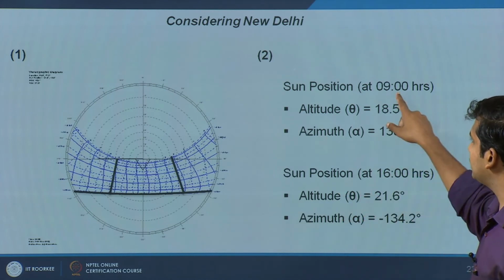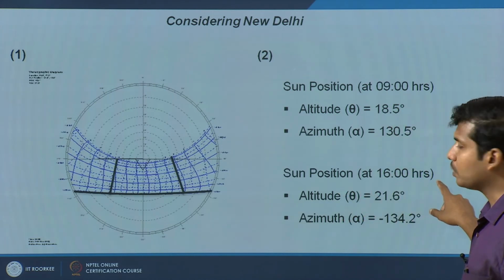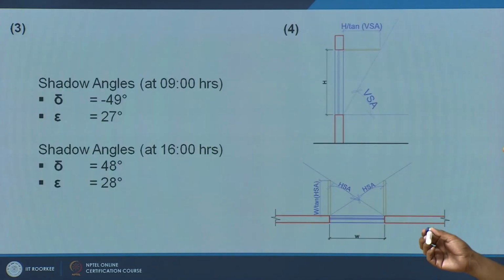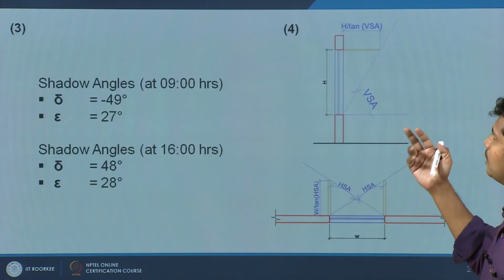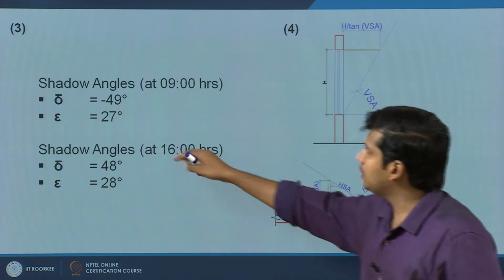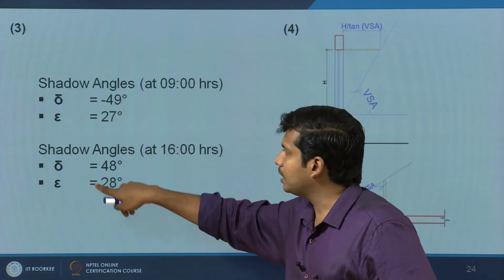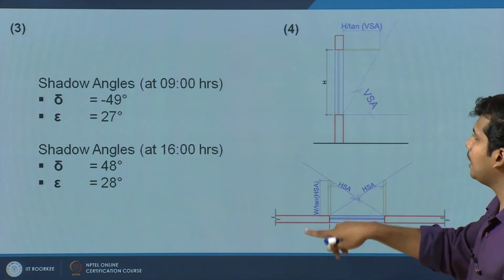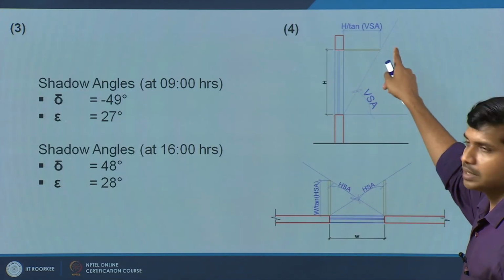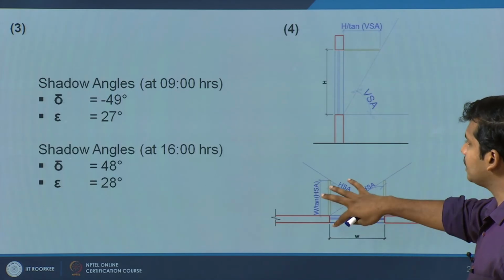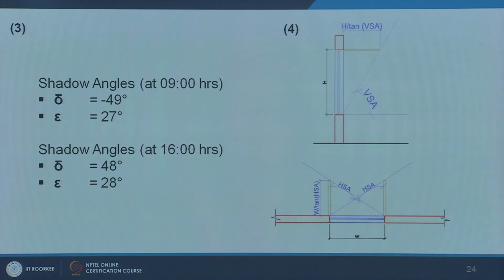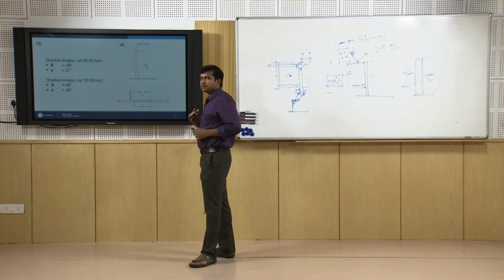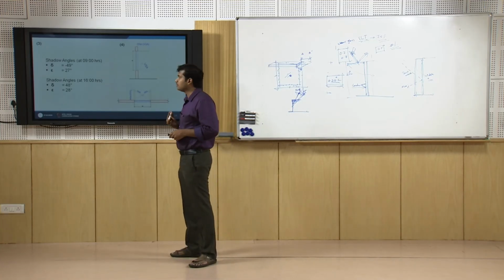Sun's position: this is at 9 o'clock, this is at 4 o'clock in the evening, and the same altitude and azimuth angle is determined. Next, determine the shadow angle, horizontal and vertical shadow angle. Once I determine the horizontal and vertical shadow angle, as I said, I know the window height and width. With that I can calculate the projection which is required horizontally as well as vertically. So, this is a traditional way of calculating. Another approach using computational tools I will be demonstrating in one of the following sessions.